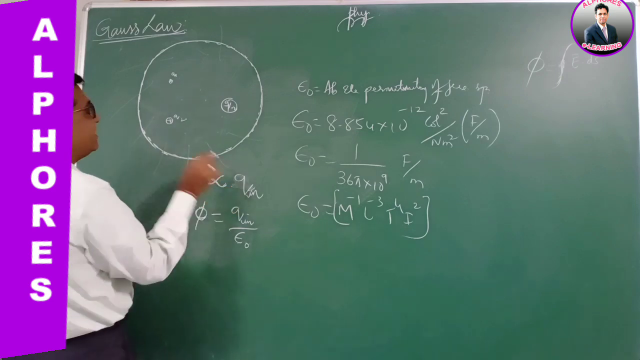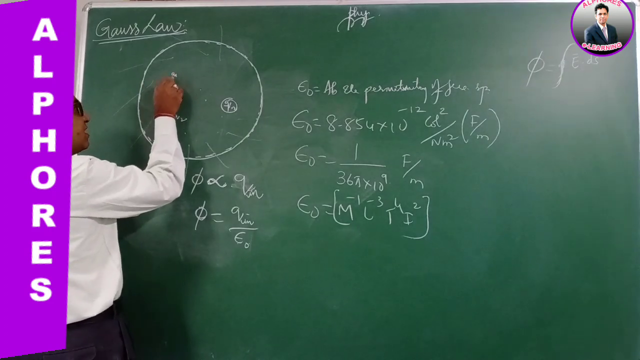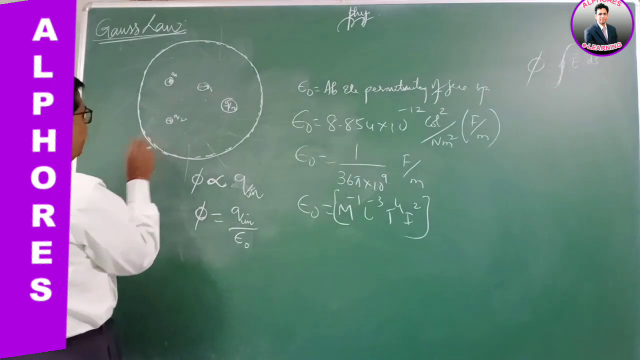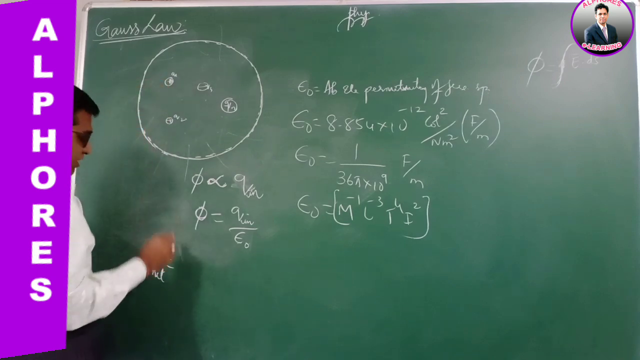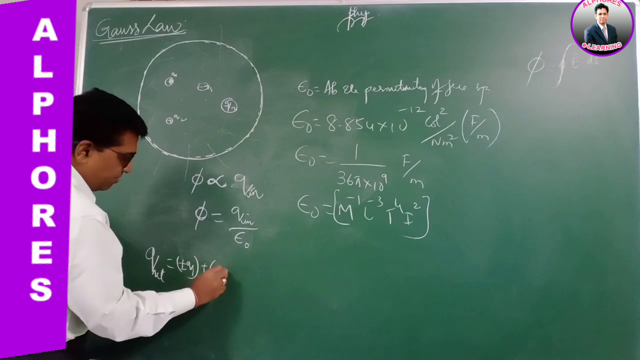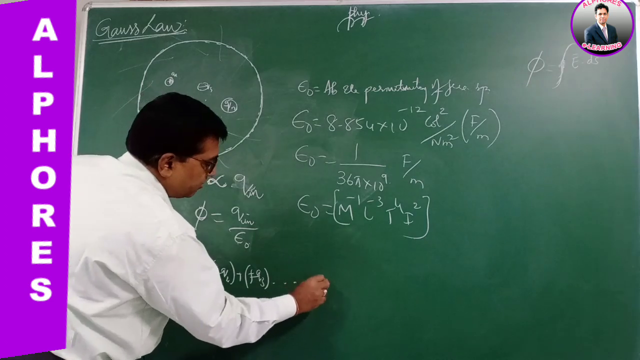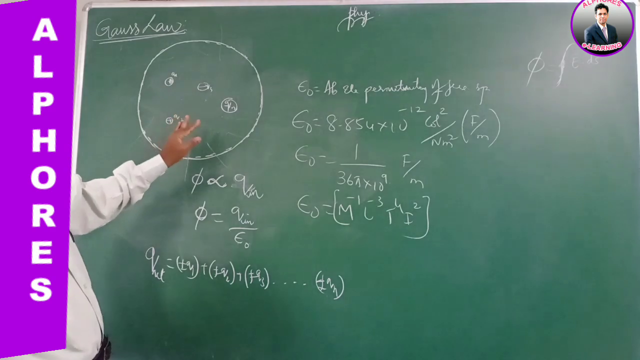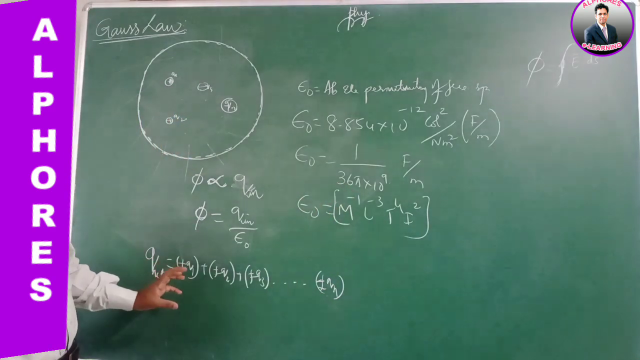Now what do I mean by net charge? Q inside, net charge, in the sense that inside this Gaussian surface there may be positive charges or negative charges existing. So the net charge inside is plus or minus Q1 plus or minus Q2 plus or minus Q3 up to plus or minus Qn. If it is a positive charge, take it plus. If it is a negative charge, take it minus. Do the arithmetic and get the total net charge.